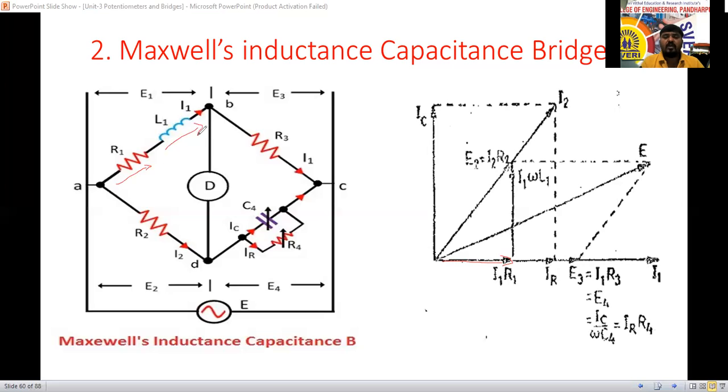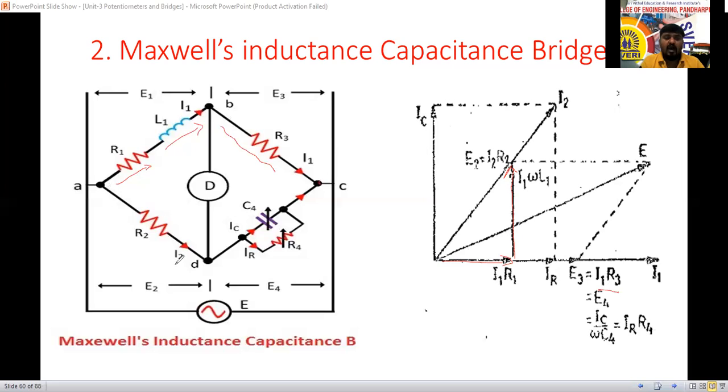J omega L1 we can call that one, the voltage drop, which leads the current by 90 degrees here. That is I1 omega L1 we can call that. The same current will flow through R3 here now. So we will write that as I1 R3. Okay, this end is over now.